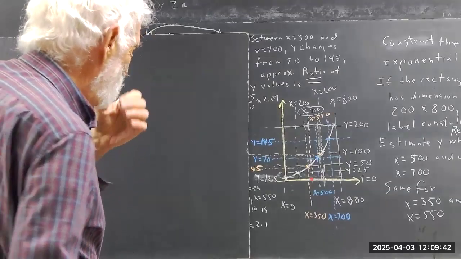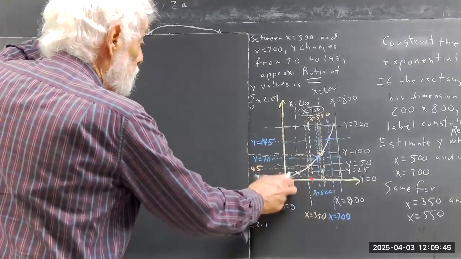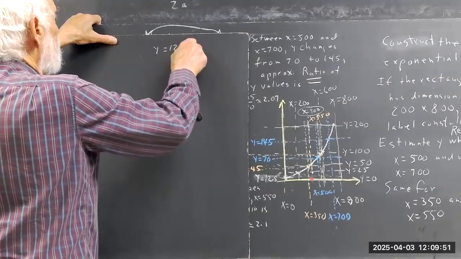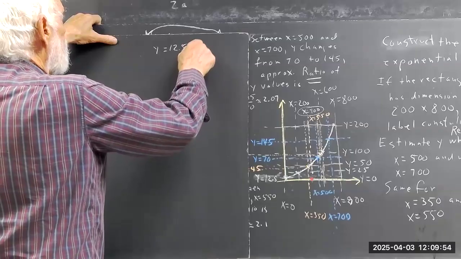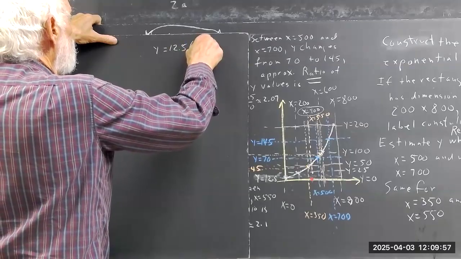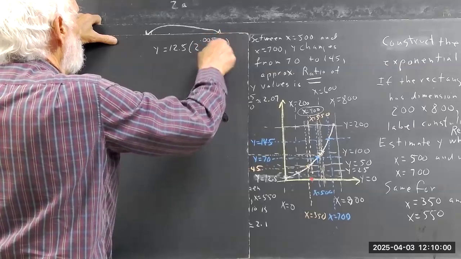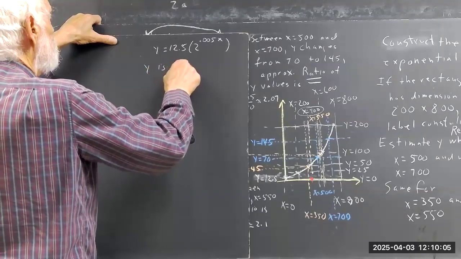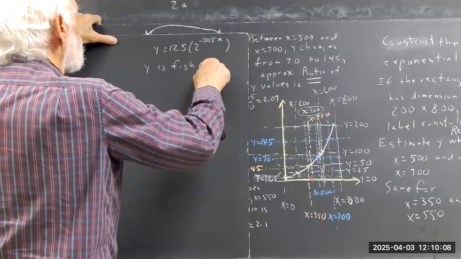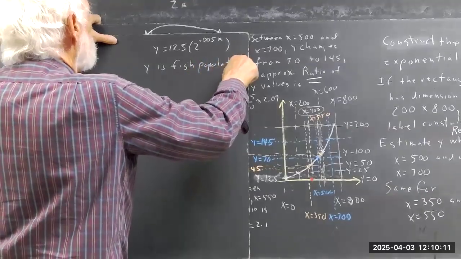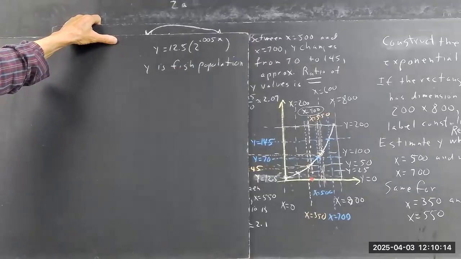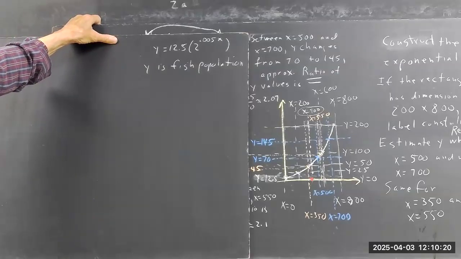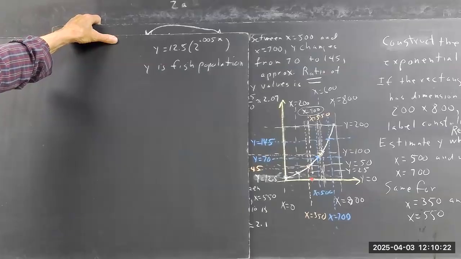Let's say that for this graph and for this function, which is y equals 12.5 times 2 to the 0.005 x, y is a population of fish. Hopefully not, but maybe invasive fish that have invaded this pond. Okay? Make sense?